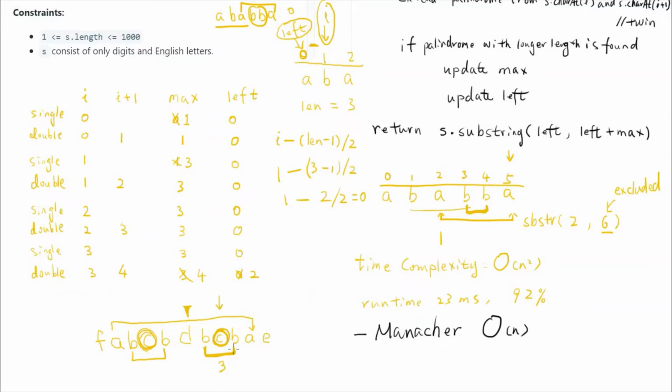But our algorithm always tries to expand from every character, so there are a lot of unnecessary steps. If we can eliminate the steps which try to extend within the boundary of a larger palindrome, then our solution will be optimized. That's where Manacher's algorithm comes into play.